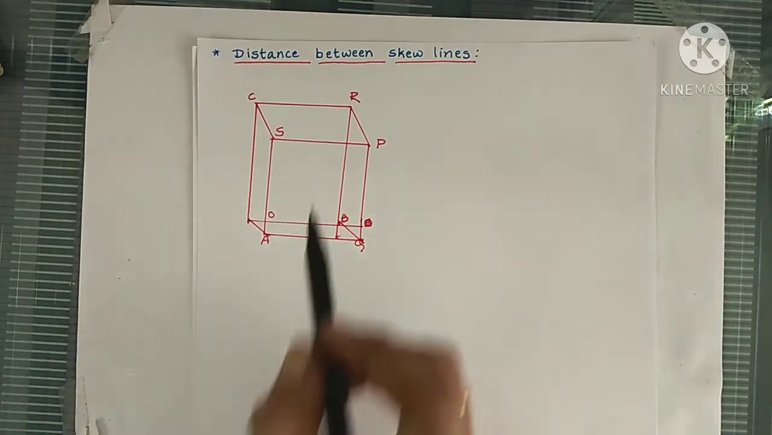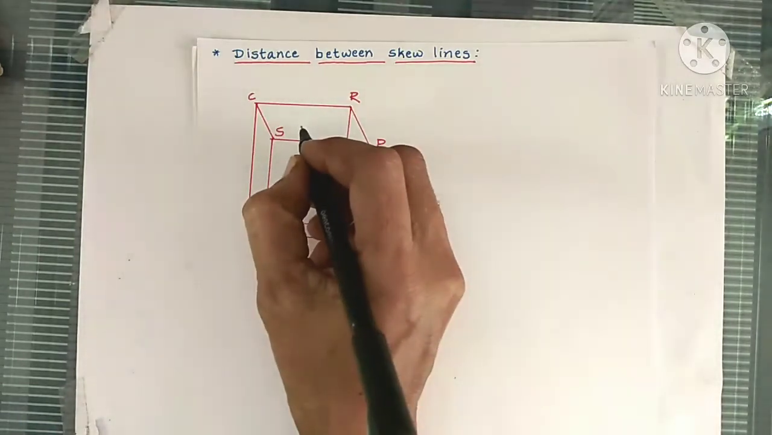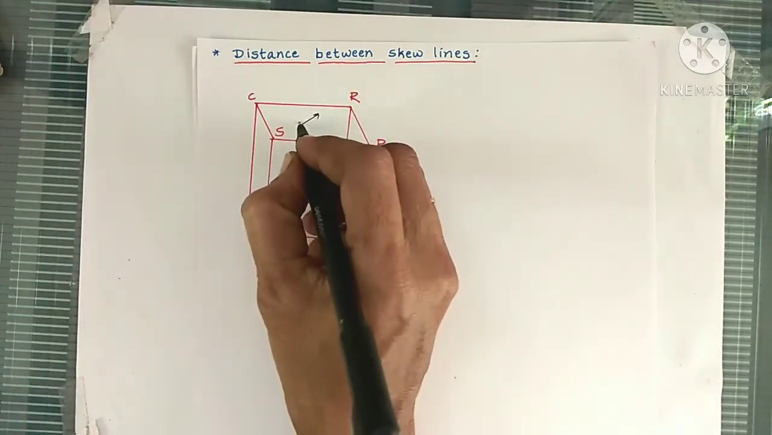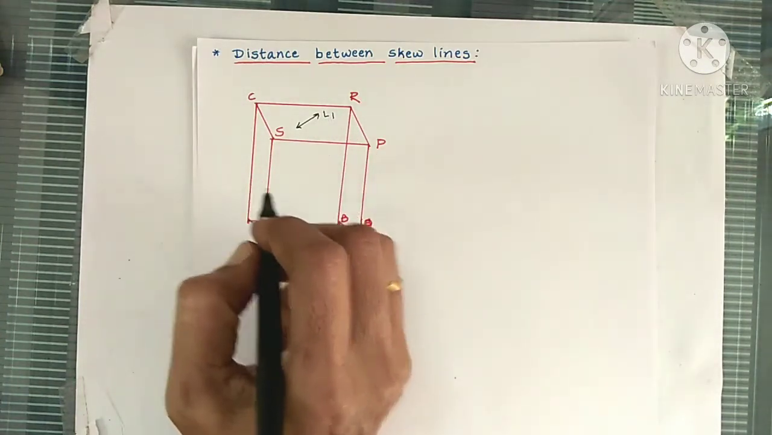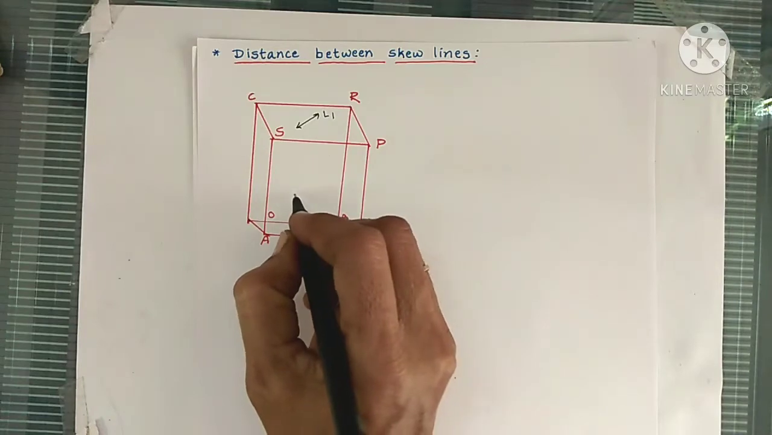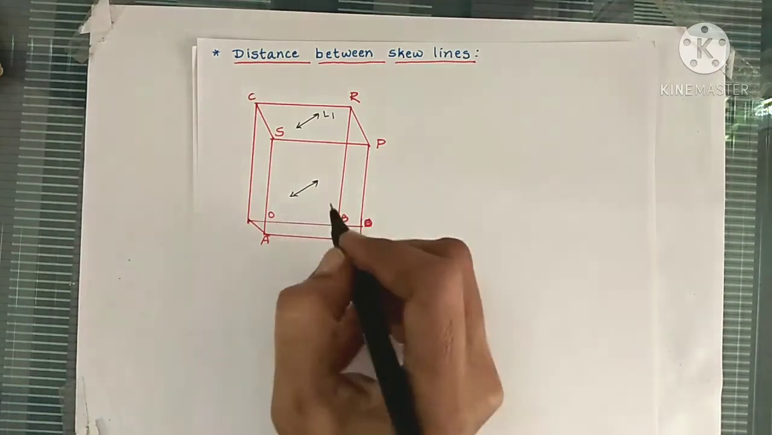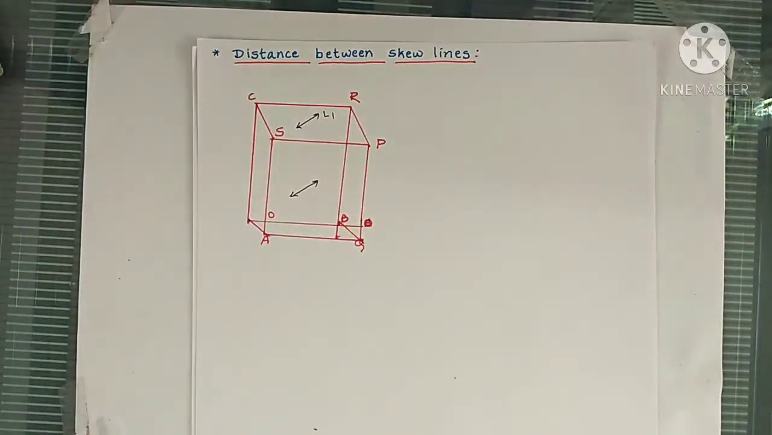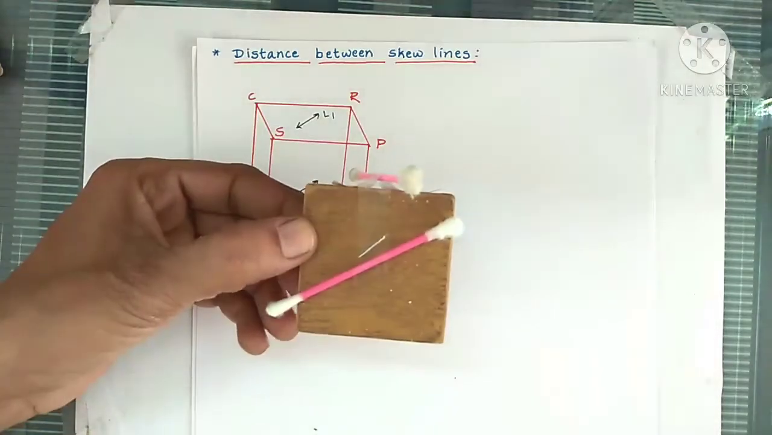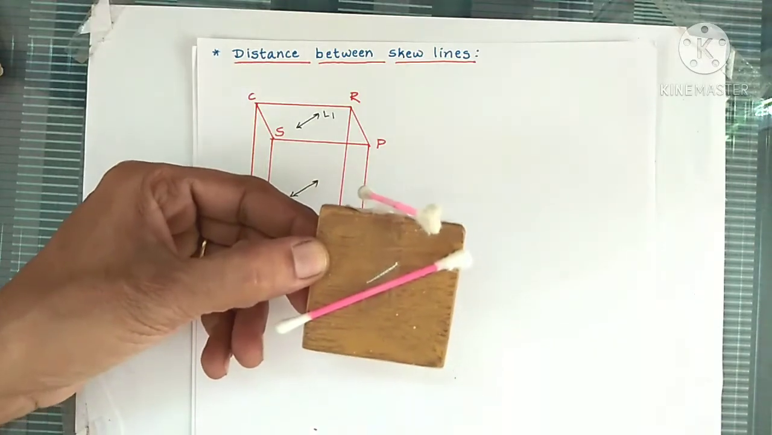If we consider the plane CRPS, and if I draw a line here, let this be L1, and if I take a line L2 in this plane OBRC, then these two lines are neither parallel nor intersecting. So such lines are known as skew lines. So for example, consider this as a three-dimensional figure. So let's see in three dimensions only.